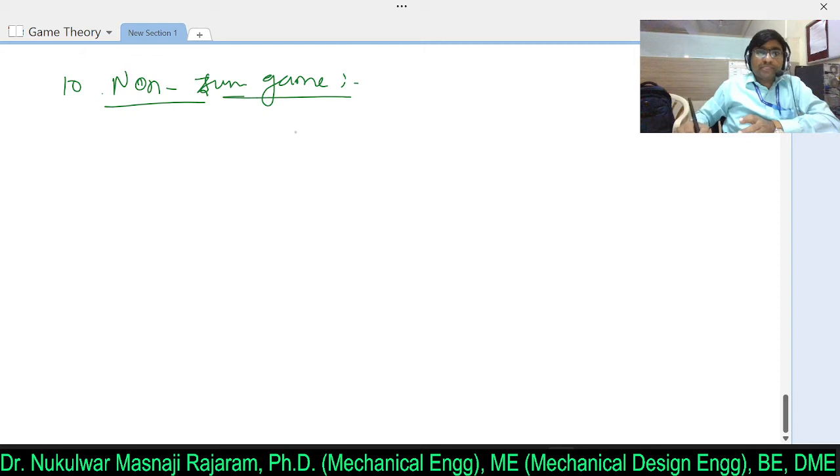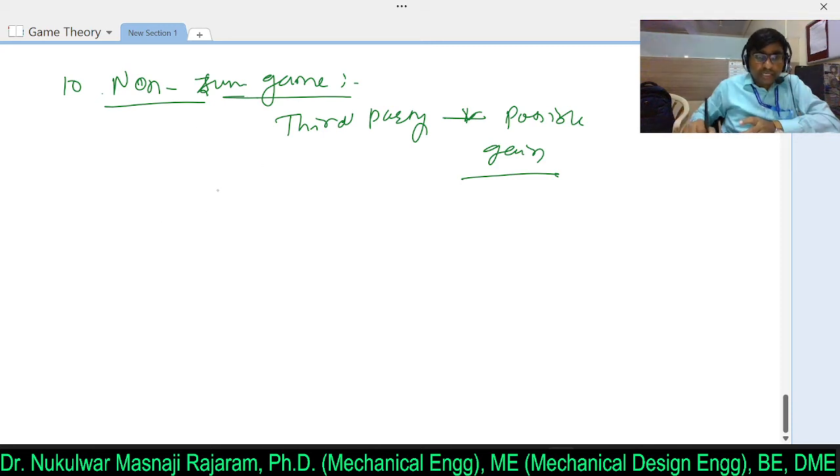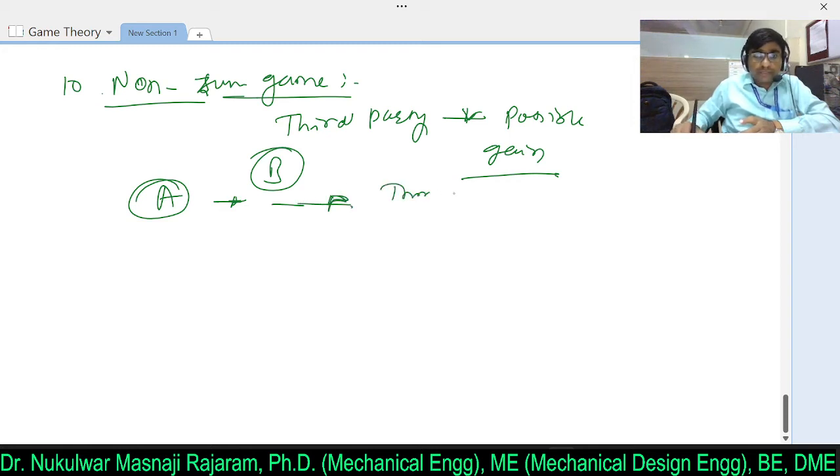Then next is non-zero-sum game. Here, if you observe, there may be a third party and he may take all possible gain. If two players are there, some amount may go to A, some amount may be lost by B, however, some amount may be paid to the third party. That game is nothing but a non-zero-sum game.